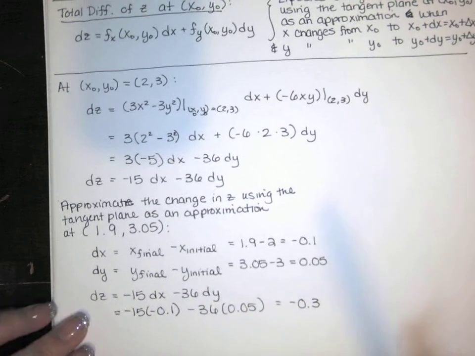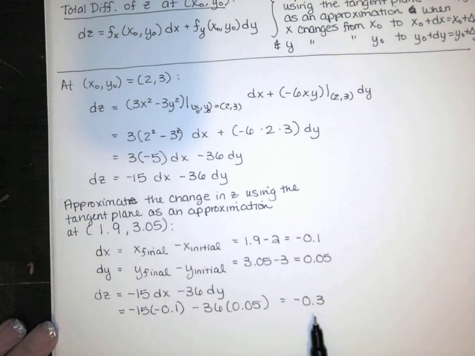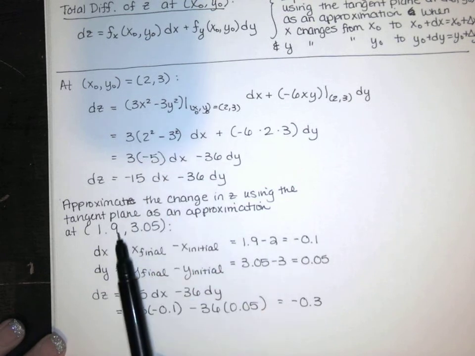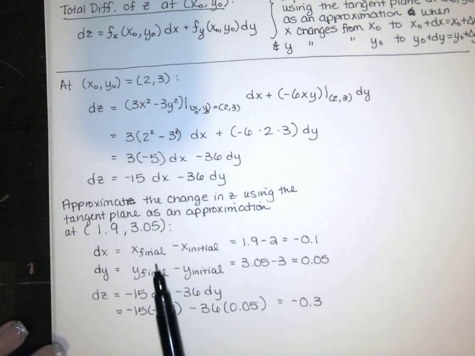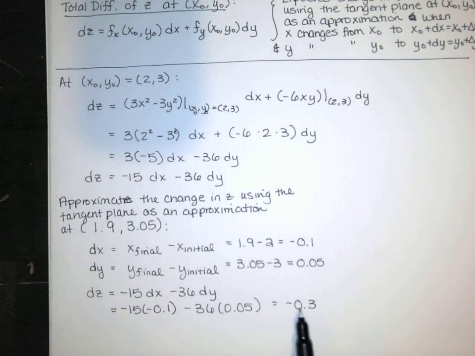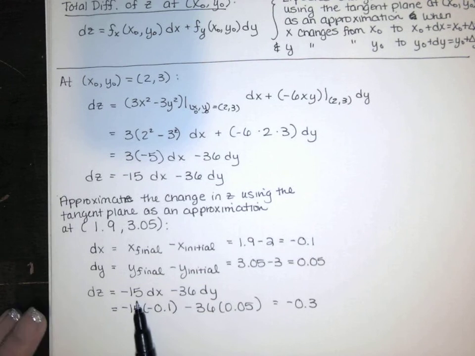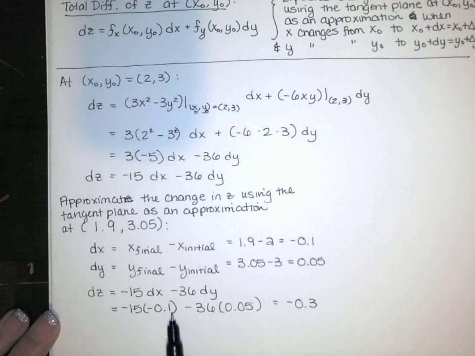All right, so this is my expected change in z using the tangent plane approximation as x goes from 2 to 1.9 and y goes from 3 to 3.05. You might be saying, okay, well, what is that really? Well, if I go negative 0.1 units in the x direction, and the slope in the x direction is negative 15, because I went backwards, the z values went up by 0.15.